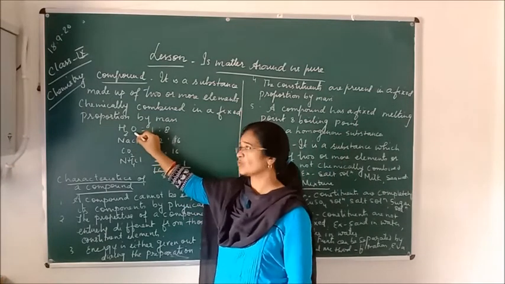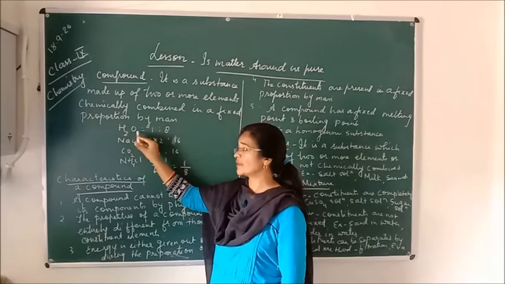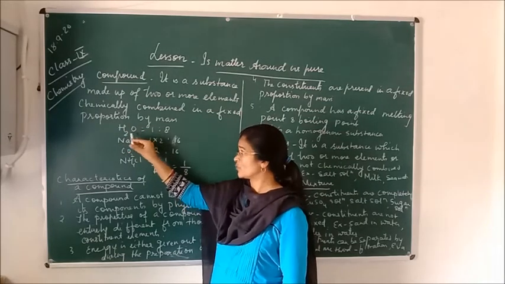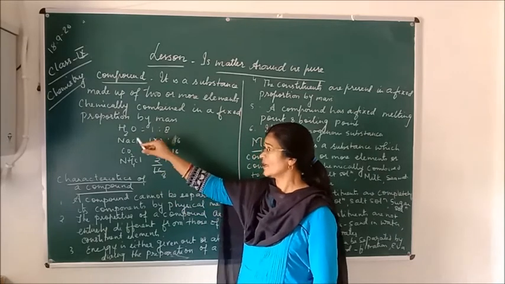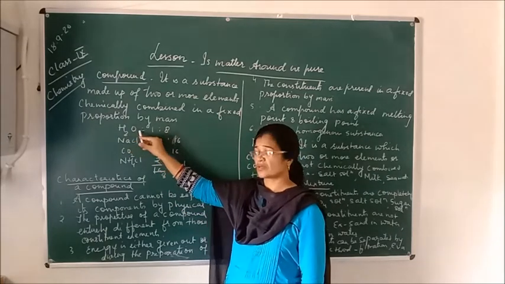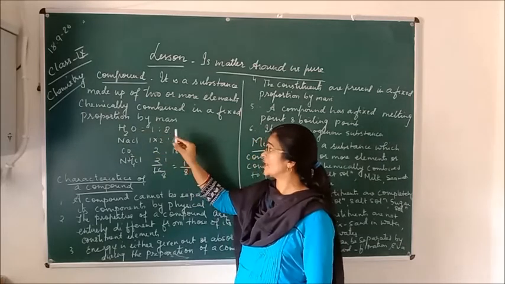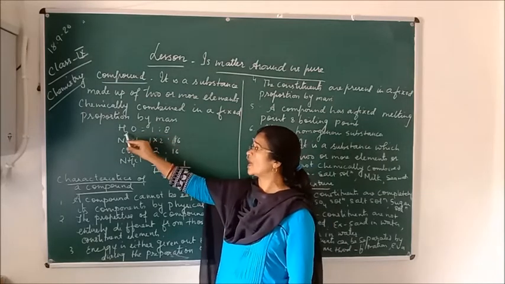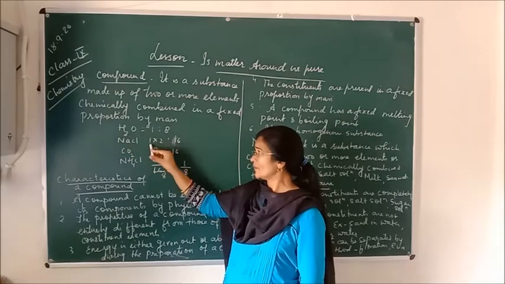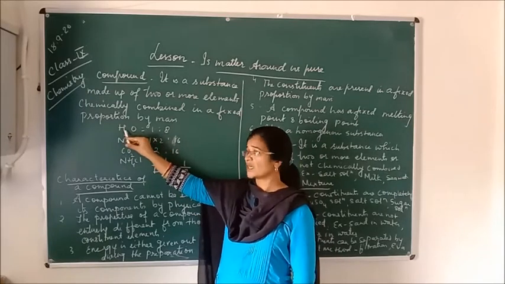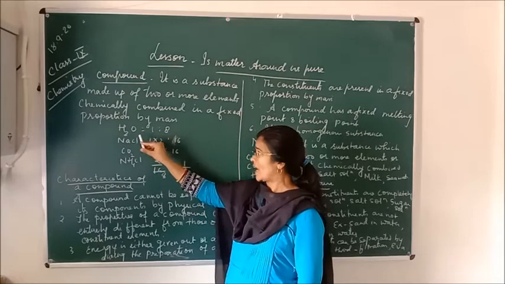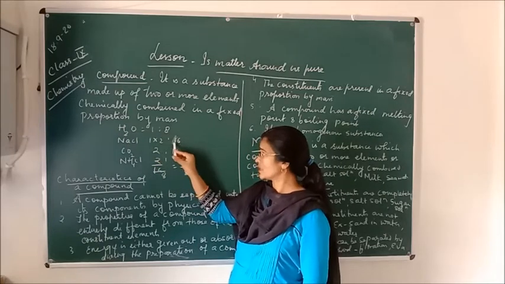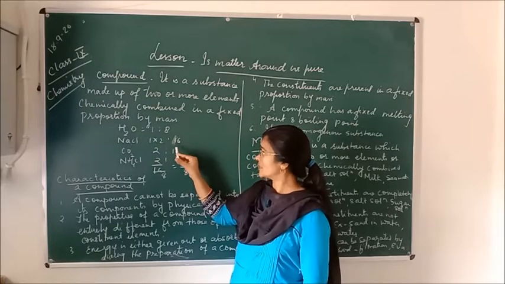H2O is made of two elements, hydrogen as well as oxygen. And the composition of hydrogen and oxygen is 1:8. Hydrogen combines with oxygen in the ratio 1:8, because we all know that the mass of hydrogen is 1, and here two atoms of hydrogen are there, so it will be 1 into 2, which is 2. And the mass of oxygen is 16, so 16 we have represented here.